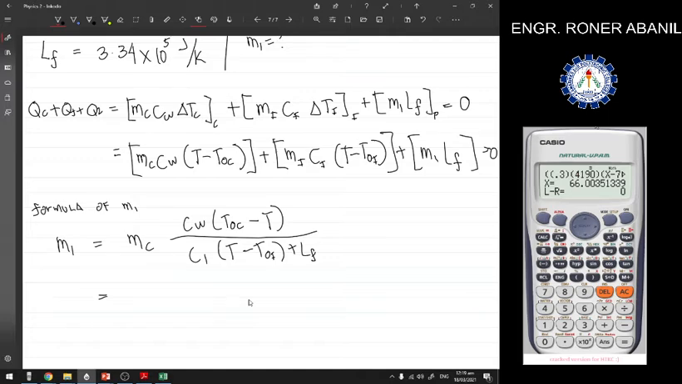So, what is MC? Mass nung cola pala muna. Yung mass nung cola natin is 0.25 kilogram.